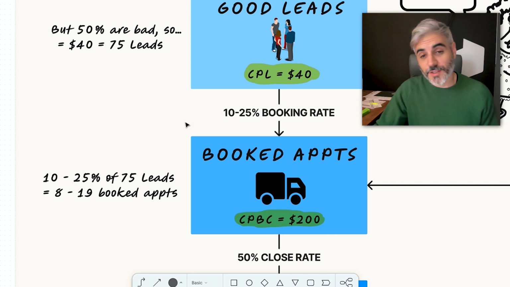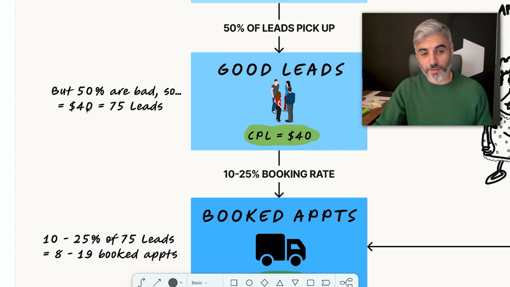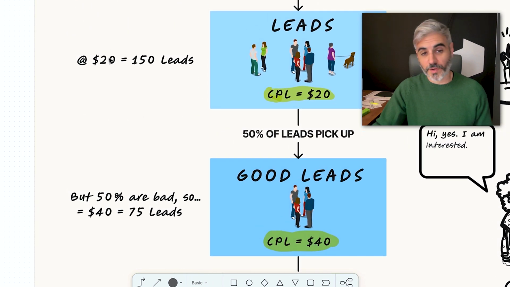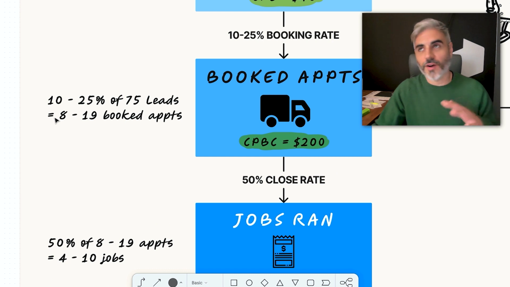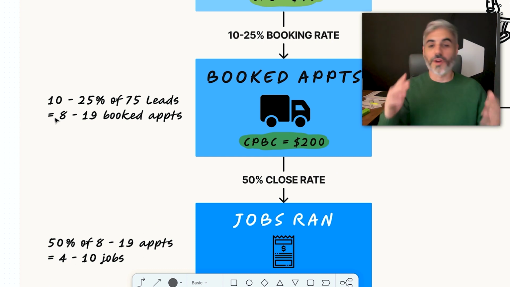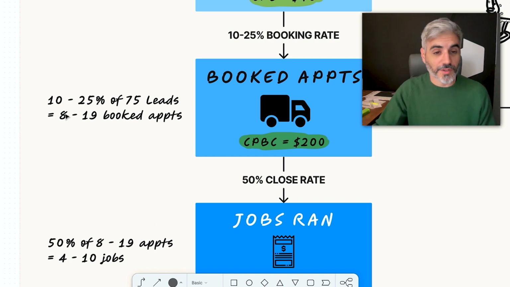So if we're booking 10 to 25% of the leads, then good leads are about $40 based off of this example. $20, it's always going to be like double the price because half the leads are always bad. No matter how good your ads are, no matter how good the offer is, when you're advertising, half the leads are going to be shitty. You got 10 to 25% of 75 leads will equal 8 to 19 booked appointments. Your cost per booked appointment is roughly $200, right?